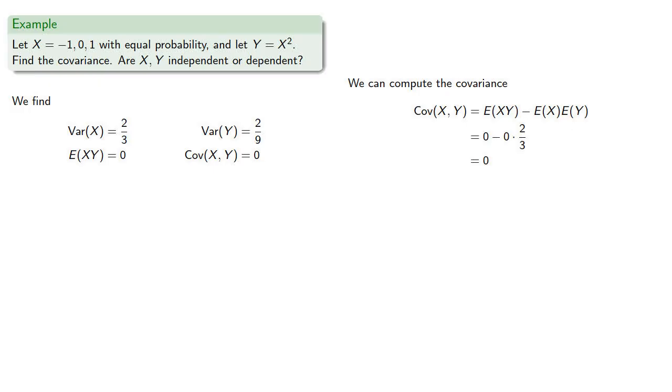and so our covariance is 0, but these variables are not independent. So even if the covariance is 0, the variables could be dependent.